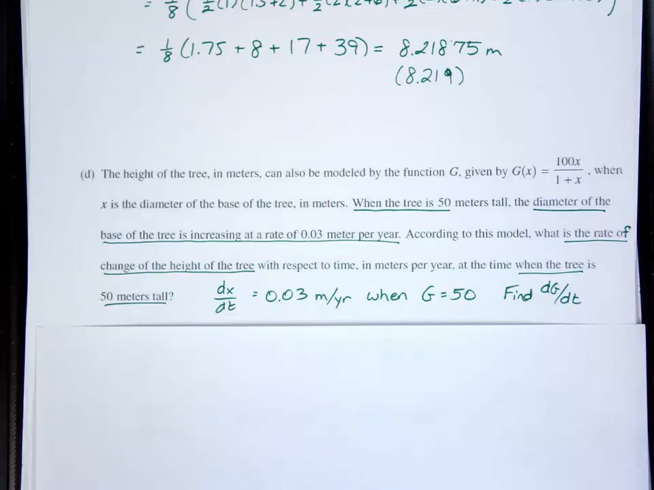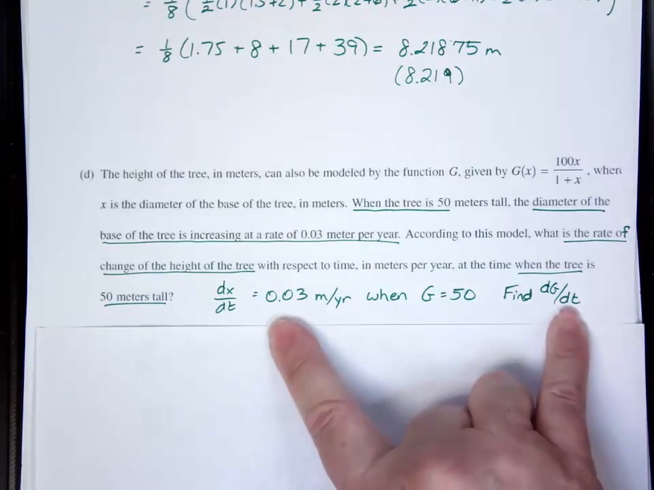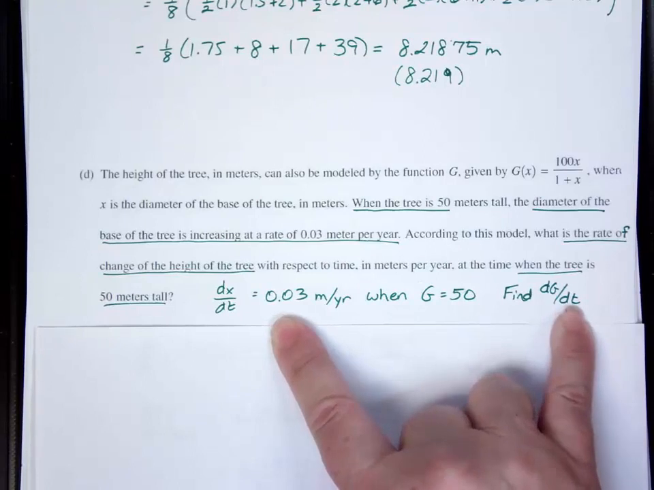Now, it says when g equals 50, because g is the height of the tree, x is the diameter. So according to this model, what is the rate of change of the height of the tree, which is dg/dt, when the tree is 50 meters tall, when g equals 50? Okay. So if we need to find dg/dt and dx/dt, we need an equation with both g's and x's in it. And lo and behold, they gave us one.